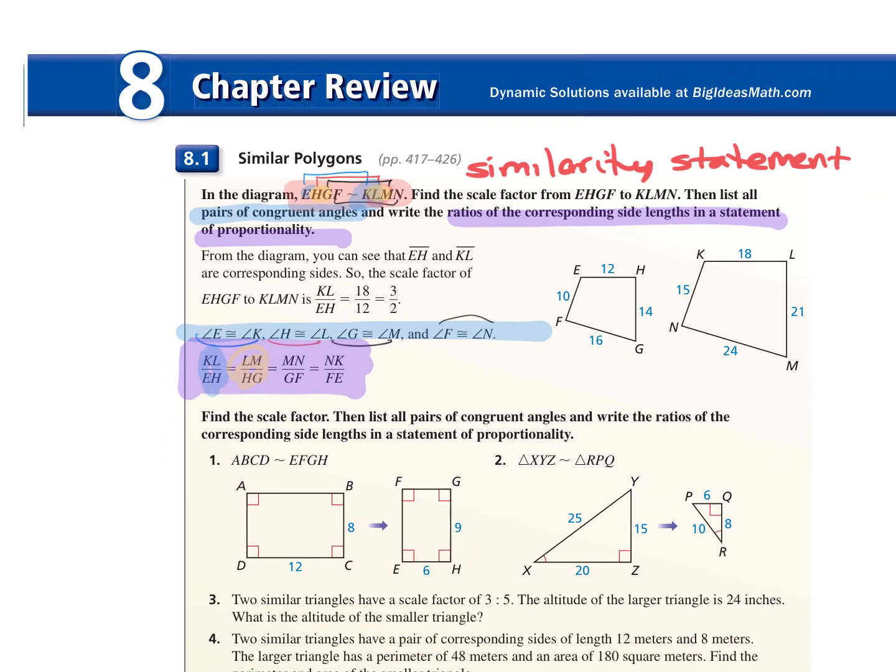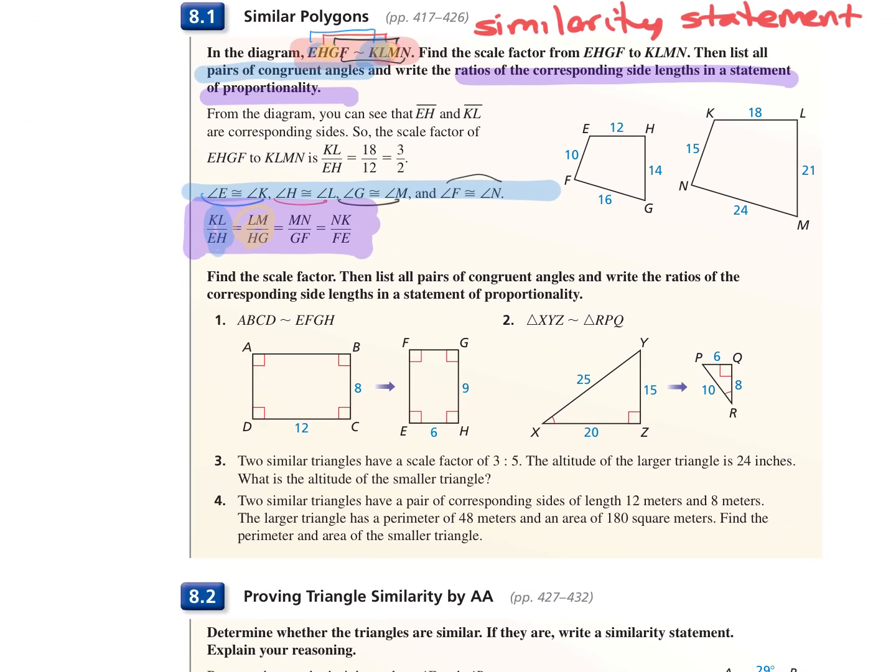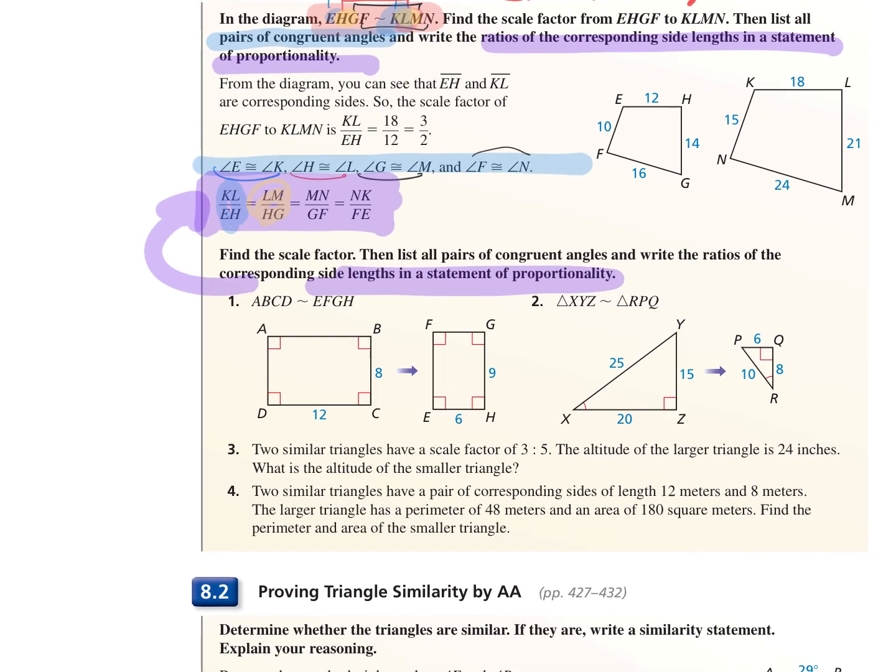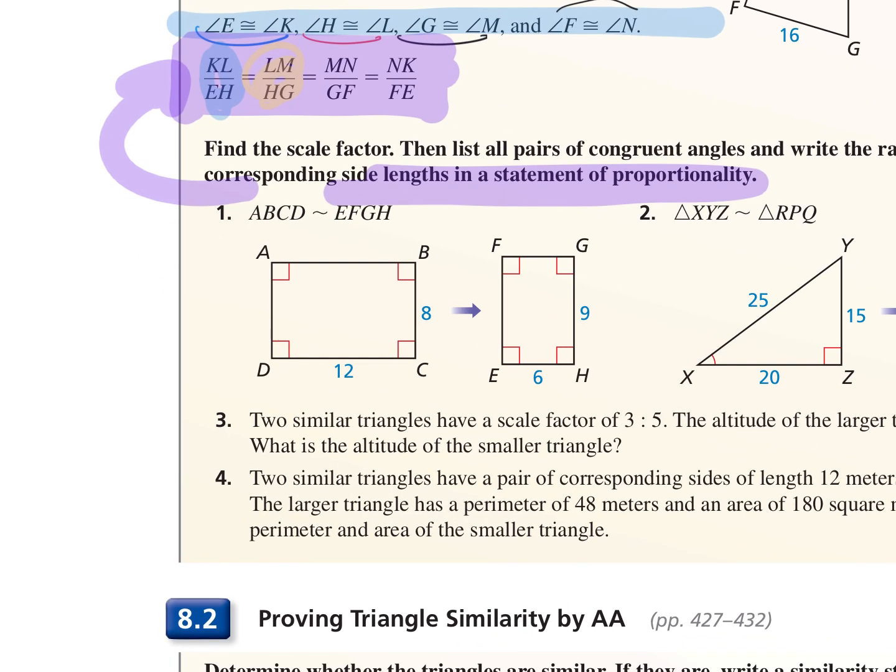So now questions number 1 and 2 in the homework here, they want you to answer all of these questions. So for the first one, it wants us to find the scale factor. It wants us to list all the pairs of congruent angles. And it also wants us to write the ratios of the corresponding side lengths in a statement of proportionality. So I'm going to do the same thing here. I can use my similarity statement to help me. So I could match AB, the first two letters, with EF, the first two letters there. So AB and EF.